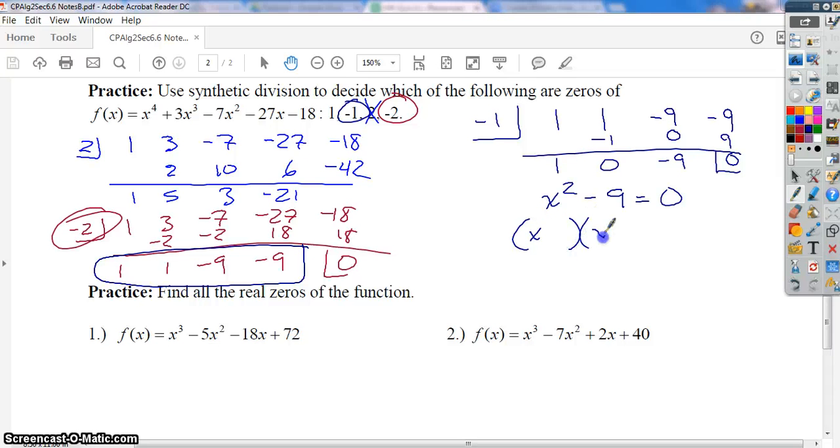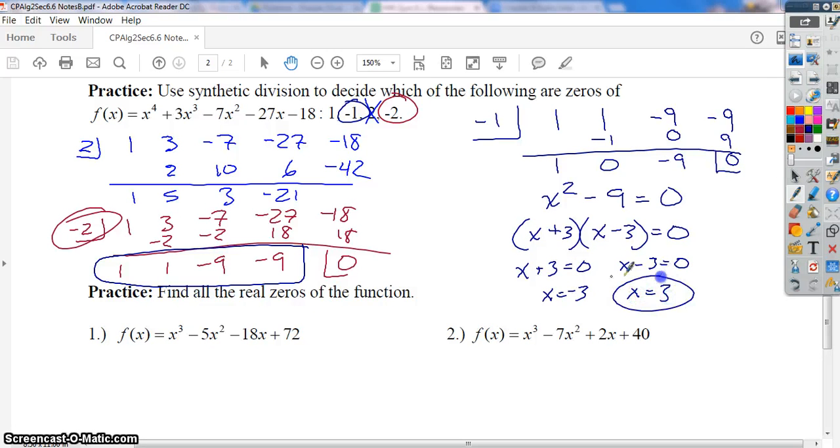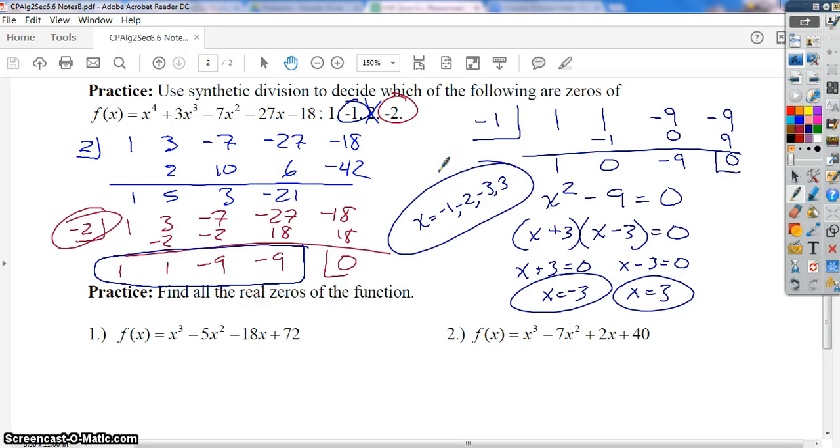I'm going to do this the hard way by factoring it. So I have plus 3, minus 3, so x plus 3 equals 0, and x minus 3 equals 0. So this will be negative 3, this will be positive 3. So your 4 solutions, x can be negative 1, negative 2, negative 3, and positive 3. And that's basically how you go through this.